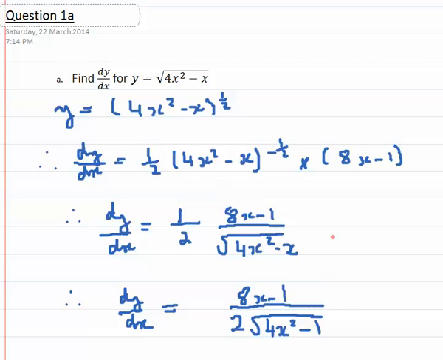Hello boys, this is practice test 2, which is a revised version. I'm giving you worked solutions this time. Okay, so let's have a look at question 1a.